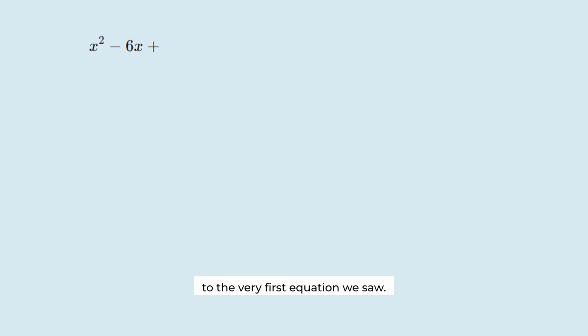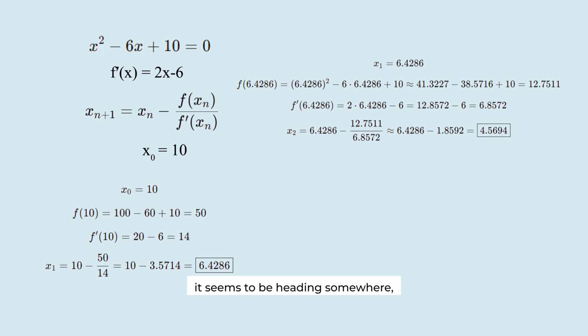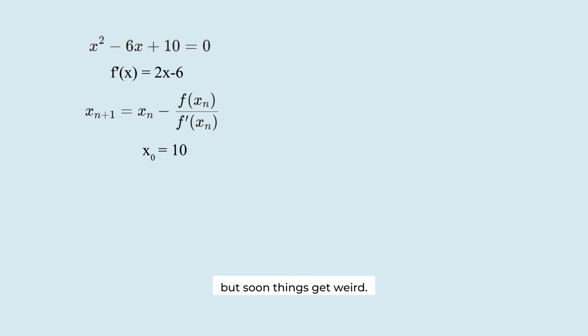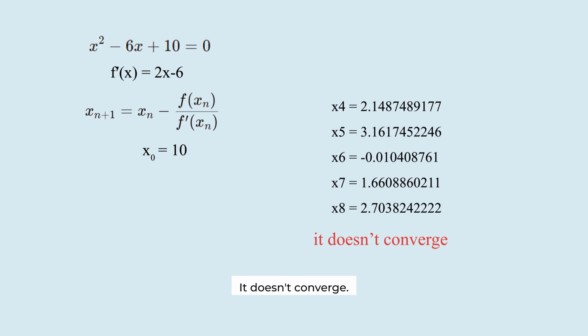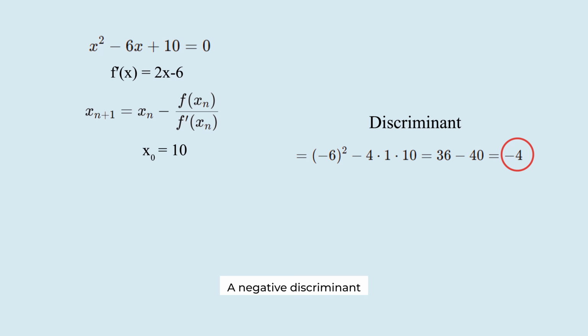Let's go back to the very first equation we saw. f'(x) is this. Let's try x0 equals 10. At first, it seems to be heading somewhere. But soon, things get weird. It doesn't converge. What's going on? Let's check the discriminant. It's negative. A negative discriminant means no real roots, only complex ones.